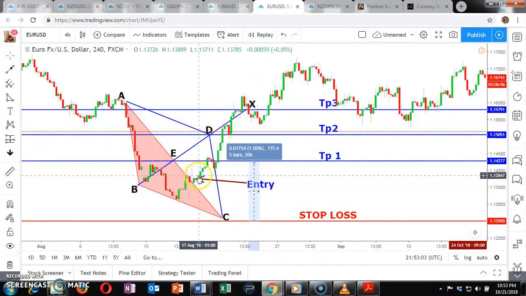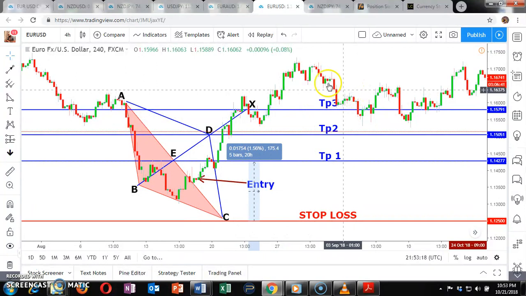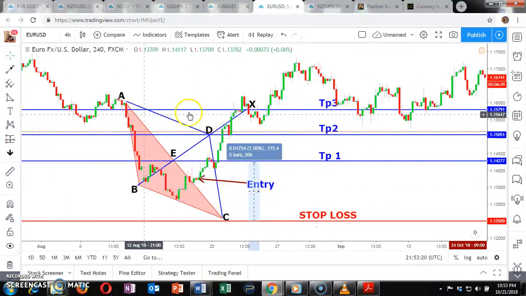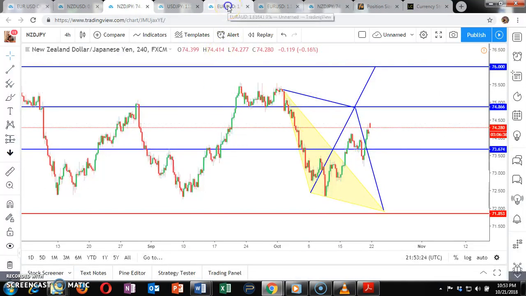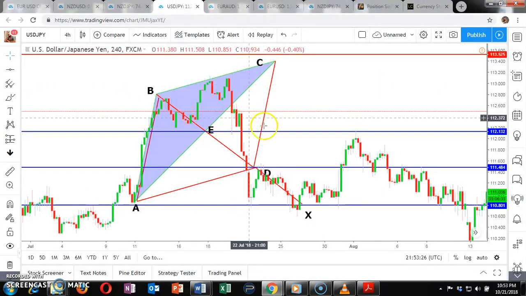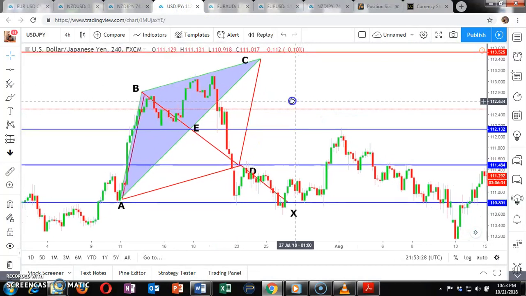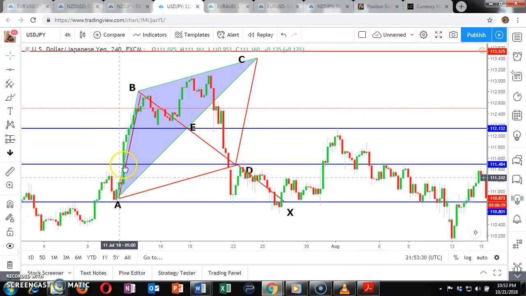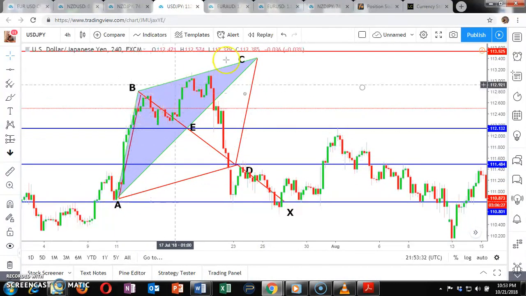Now, remember, every one of these candlesticks is a 4-hour candlestick. So this might take a few days to get to take profit 3, or a day or two to get to take profit 1 or 2. So basically, this is how you input your trade from your rhombus analysis. Now, this here is USD JPY. This is the same thing, but the opposite of what we just did before.